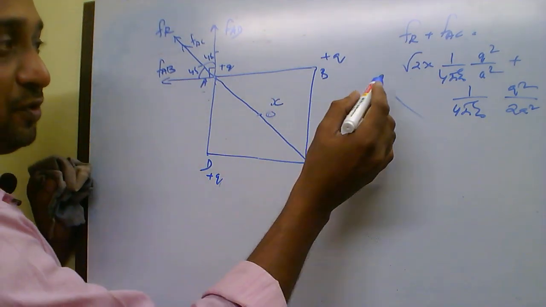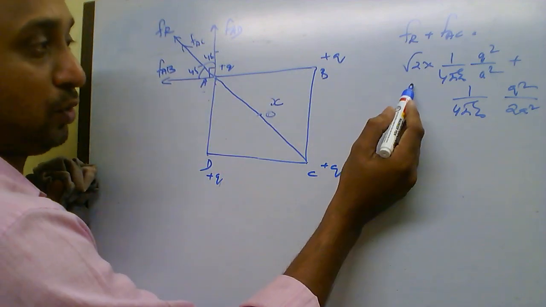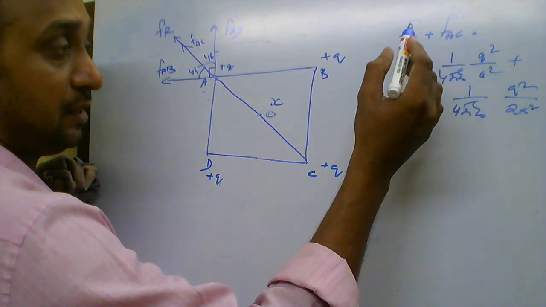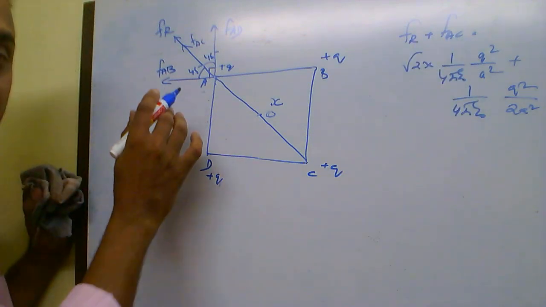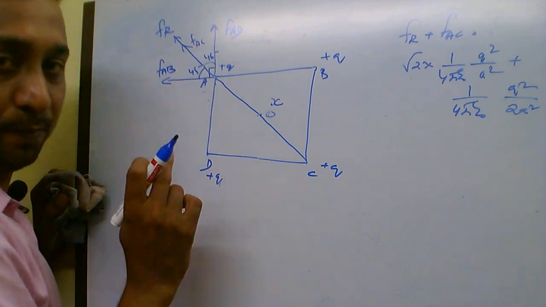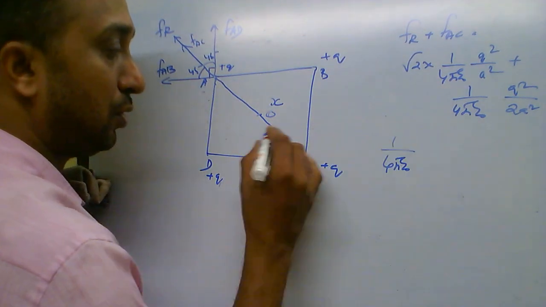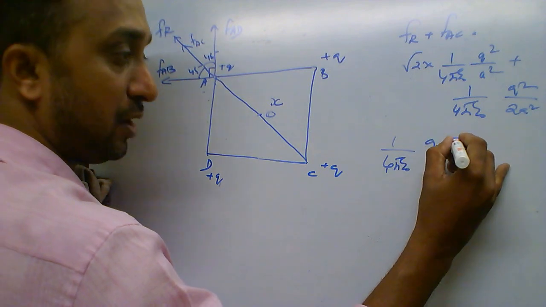So what are the forces of repulsion which are felt by the charge at A? That is root 2 times this F resultant plus FAC. So it should be balanced by the attractive force between the charge kept at A and O. So what should be the attractive force? It is 1 by 4 pi epsilon 0. I know q, but the X value I don't know.